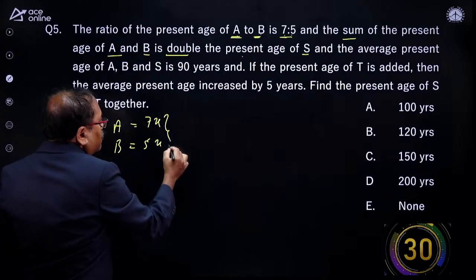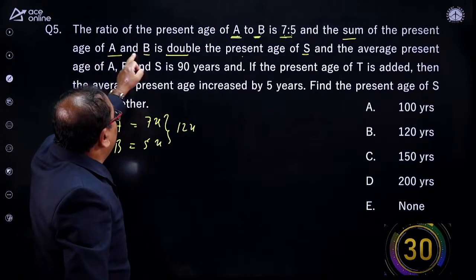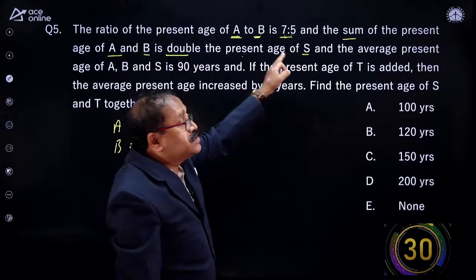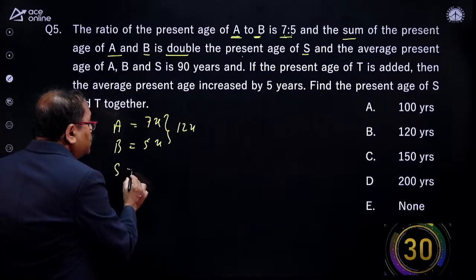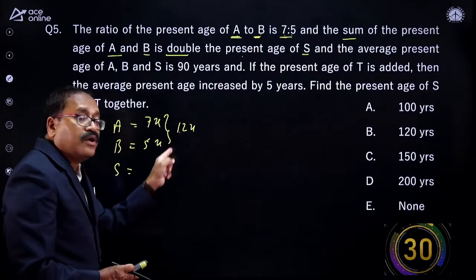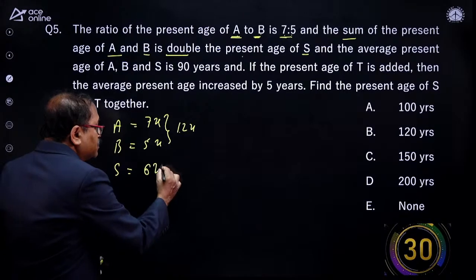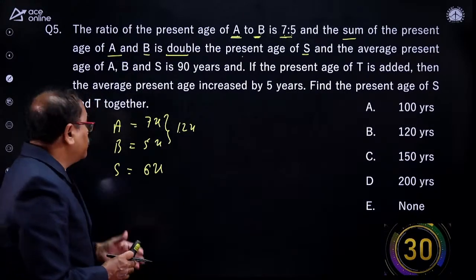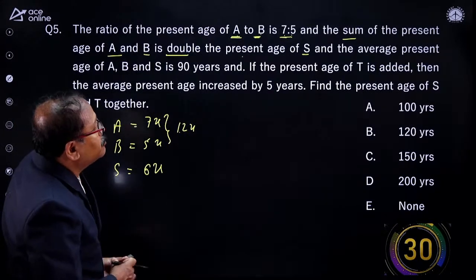So what is the sum of this? That is 12x. So the sum of A and B's ages is double the present age of S. So what will be the S age? This is double of S, so S will be half of this. So 12x half will be 6x. इस तरह से हमारे पास में A, B and S की रेशियो आ गई. उसके बाद क्या बोल रहा है देखिए.